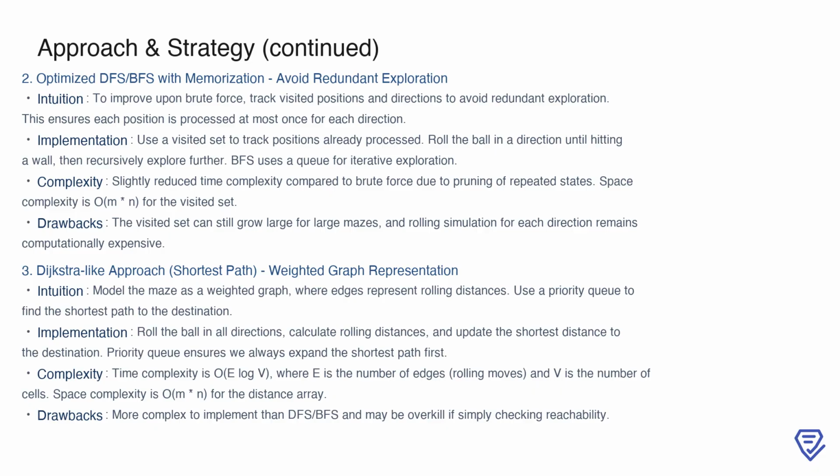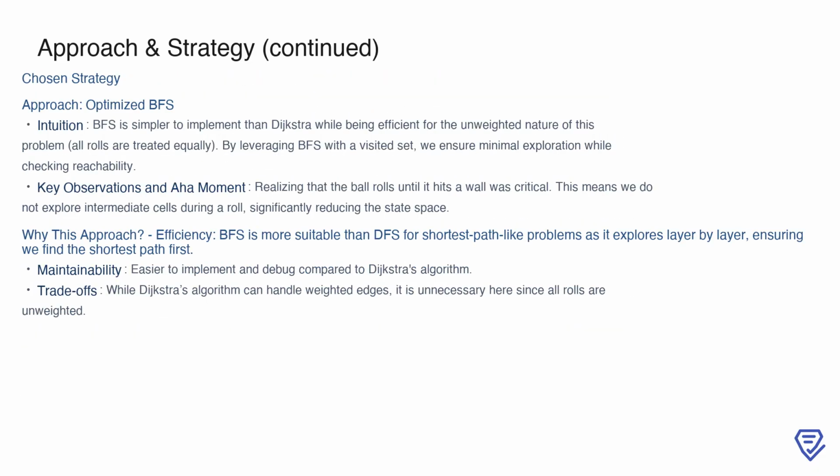A more advanced option is a Dijkstra-like approach, which treats the maze as a weighted graph where rolling distances are the weights. With this method, a priority queue helps ensure that paths with shorter rolling distances are expanded first. However, this technique is more complex to implement, and for unweighted problems like this one, its benefits may not justify the added complexity. Given the nature of the problem, our chosen strategy is to use an optimized BFS approach.